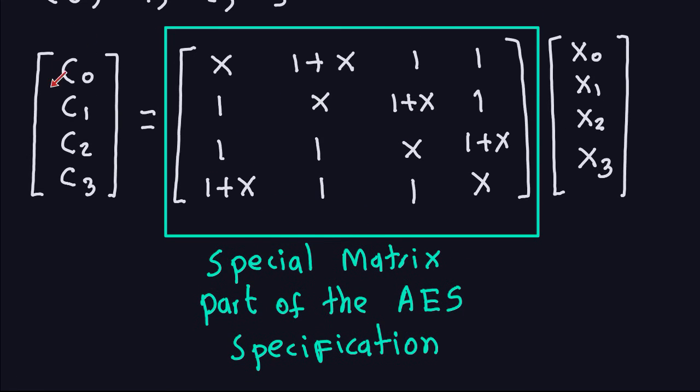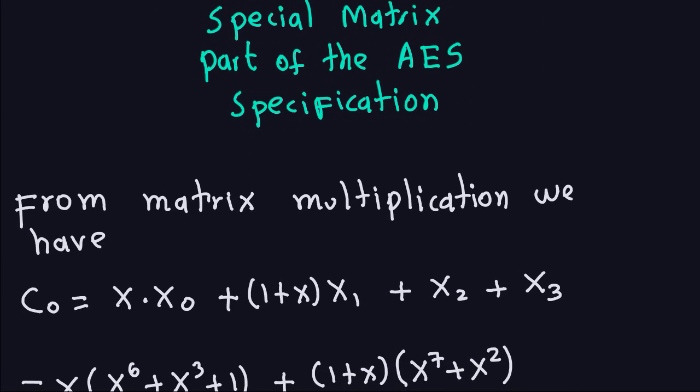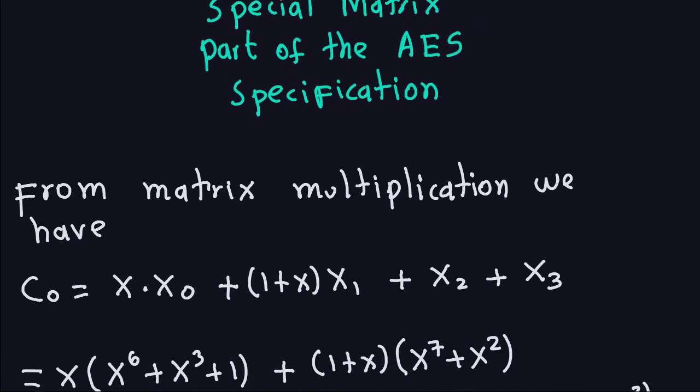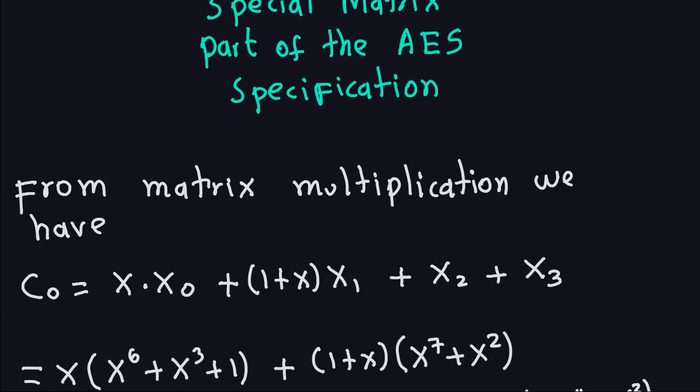This Z0, right here, this first byte, will be equal to this row times that column. So if I write that down, then Z0 will be x times x0, which is exactly the same as I have over here, plus 1 plus x times x1 plus 1 times x2 plus 1 times x3. And that's exactly what I have here: x times x0 plus 1 plus x times x1 plus x2 plus x3. I didn't put the ones in there because if you multiply by 1, it doesn't do anything. So you just have to write down x2 and x3 there.